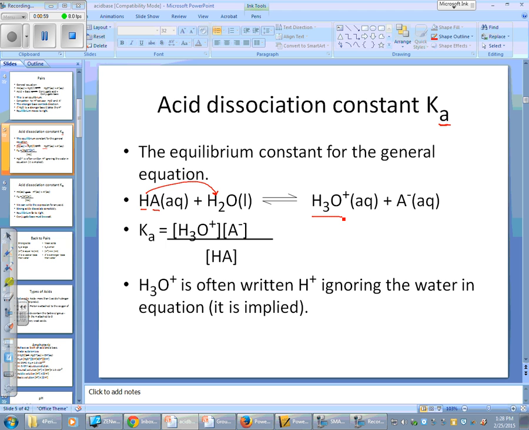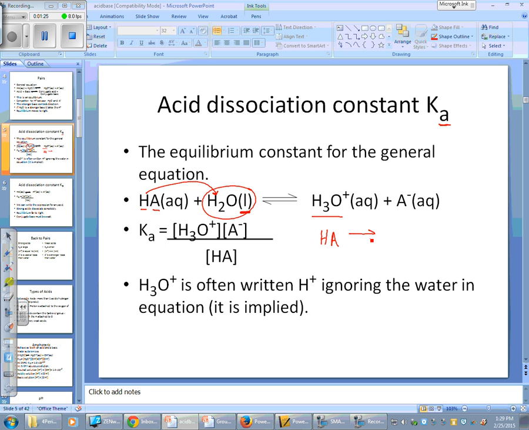Then we can write our equilibrium expression. It is products over reactants raised to the coefficient power, just like it was in the last chapter. We do leave out the water because it is a liquid, and liquids and solids do not enter into the equilibrium expression. Because of that, oftentimes we write the equilibrium expression for an acid ignoring the water.